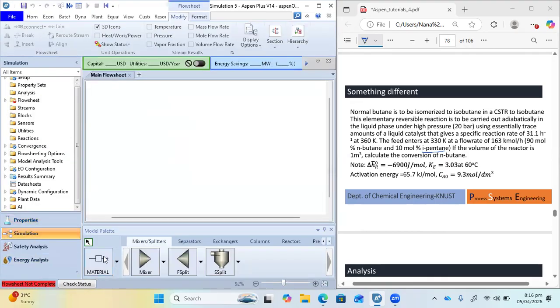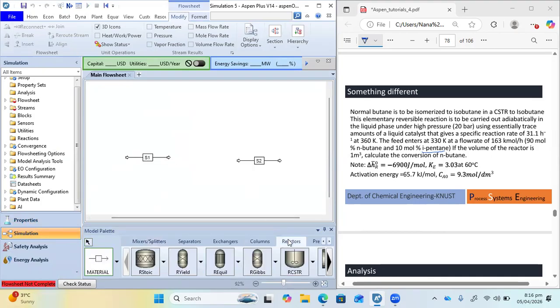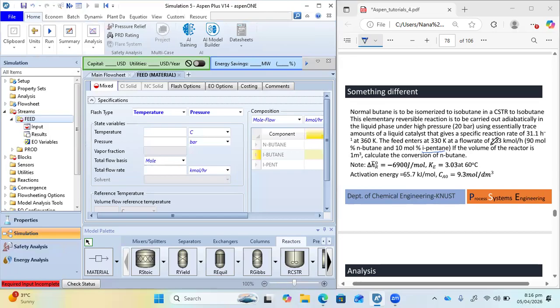Then we can start the specification. We have our inlets, we have our outlets, and we need our CSTR. So this is our feed. This is our products. Now for the feed, we are told that we have 160 kilomole per hour, right? That's our flow rate. We are given the pressure, 20 bar, we're operating at 20 bar. And then the inlet temperature, we are told that the feed enters at 330 Kelvin.